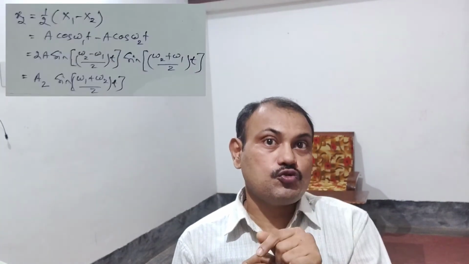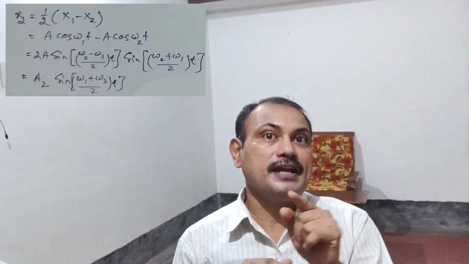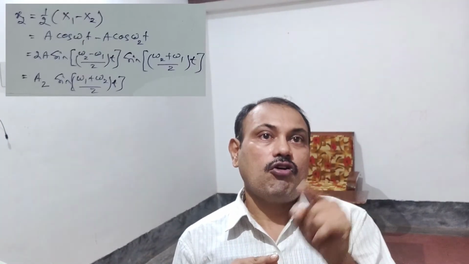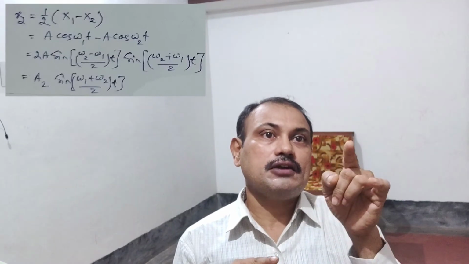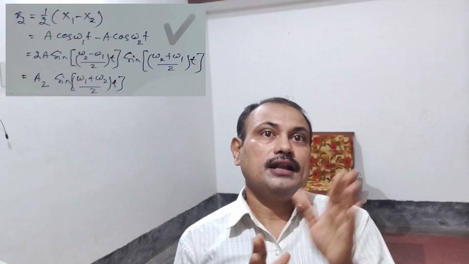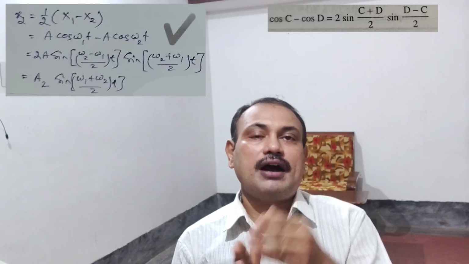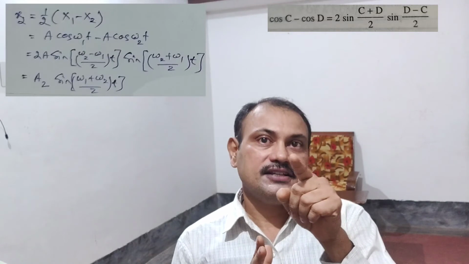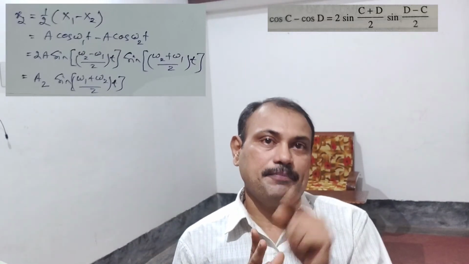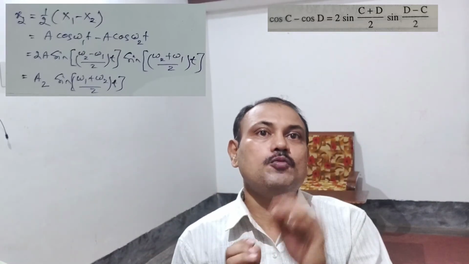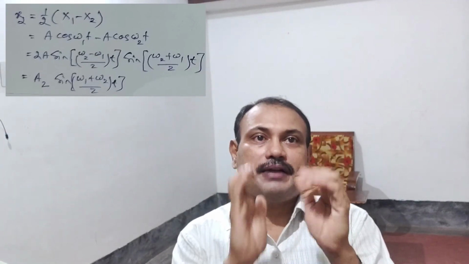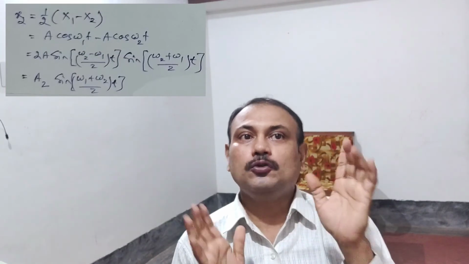And in the same way we can write small x2 equal to half of capital X1 minus capital X2, which can be equal to capital A cos omega 1t minus capital A cos omega 2t. Right? Now this is a case of cos C minus D. Again we apply the formula of cos C minus D and simplify it. Then we can write small x2 equal to twice capital A of sine within bracket omega 2 minus omega 1 by 2 into t times sine of within bracket omega 2 plus omega 1 by 2 into t.